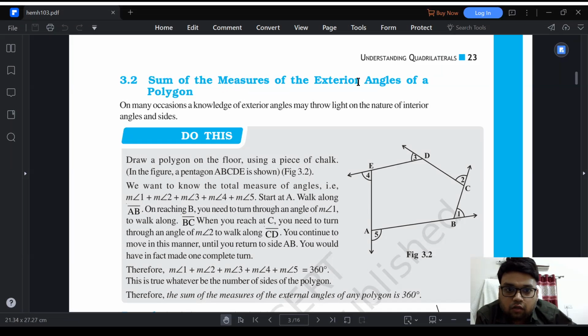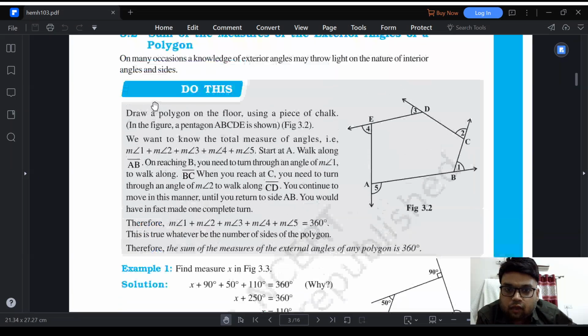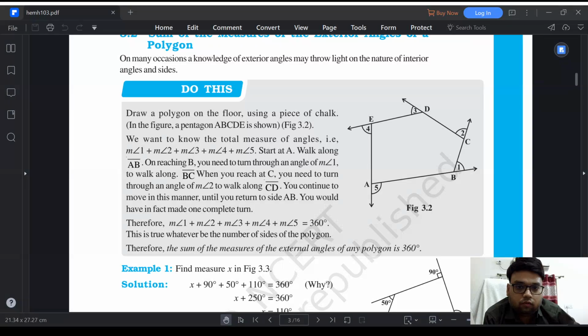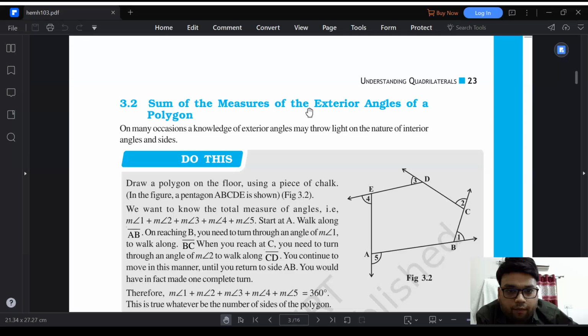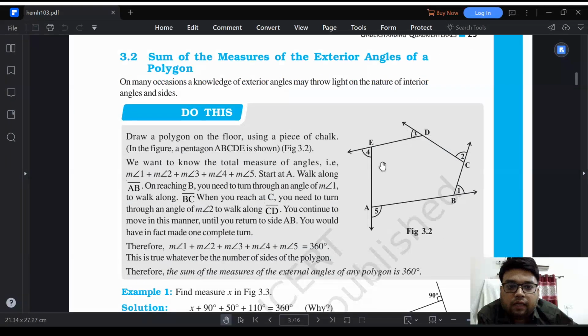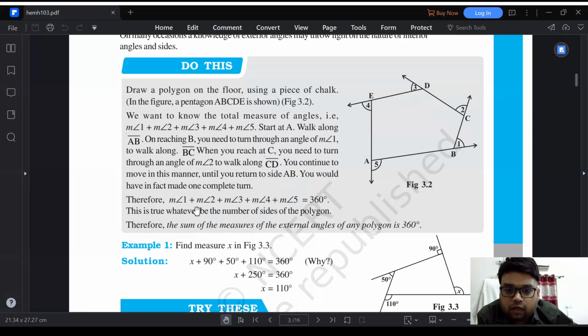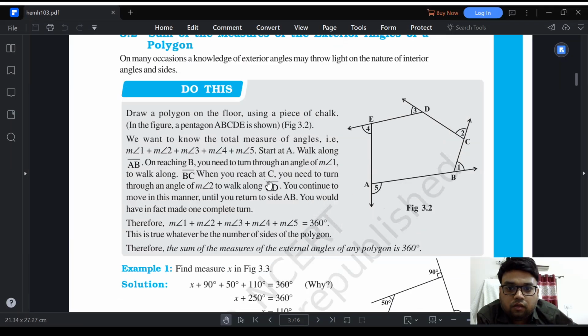Look at the sum of measures of exterior angles of a polygon. Look at your notebook, where it is mentioned. The sum of the measures of the exterior angles of a polygon, as I explained recently: adding all the exterior angles is equal to 360 degrees. What does it simply mean? I am giving you a diagrammatic example: after one complete rotation, it is equal to 360 degrees. That's why by adding all these, they will sum up to 360 degrees.